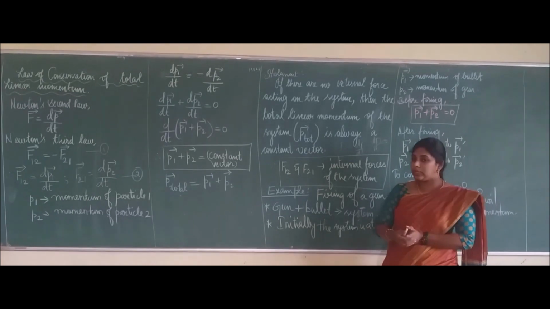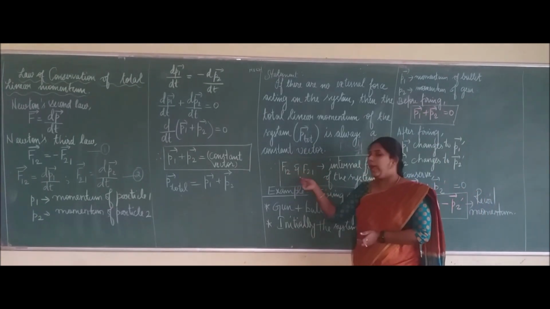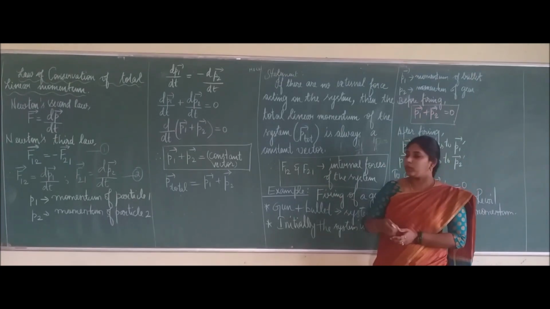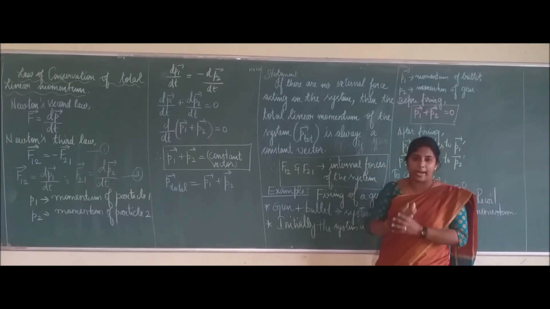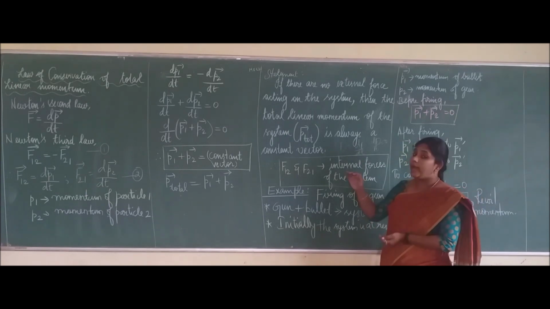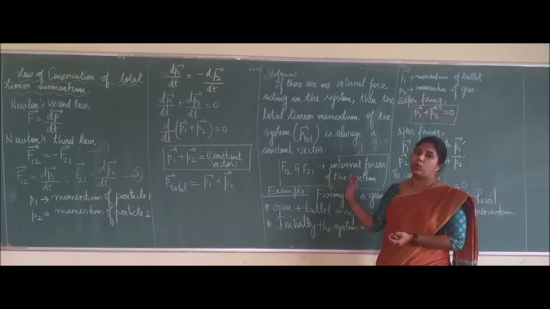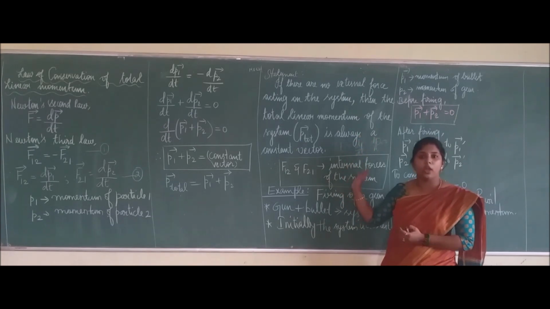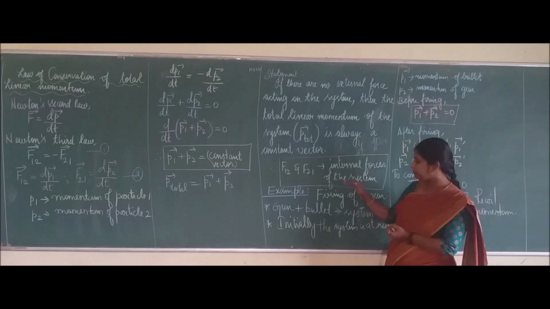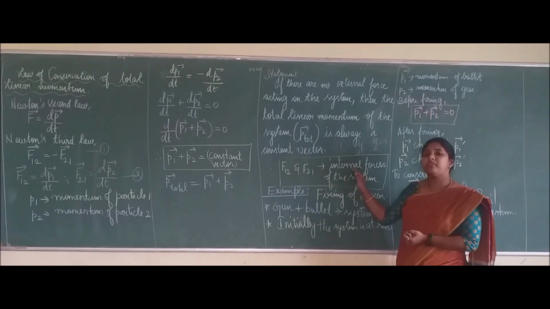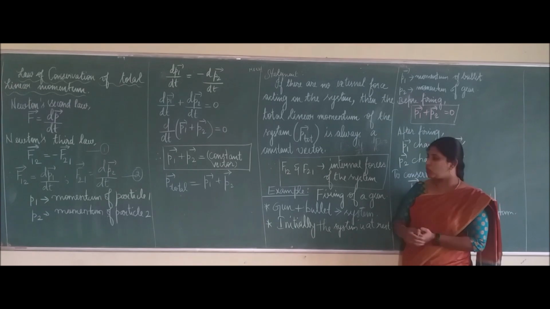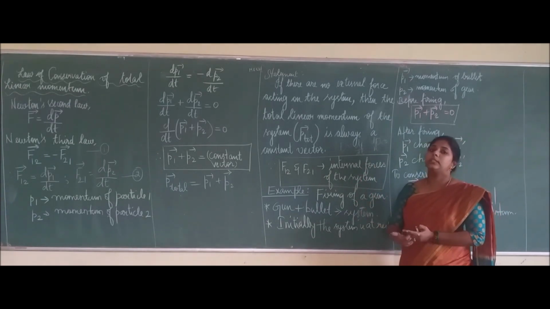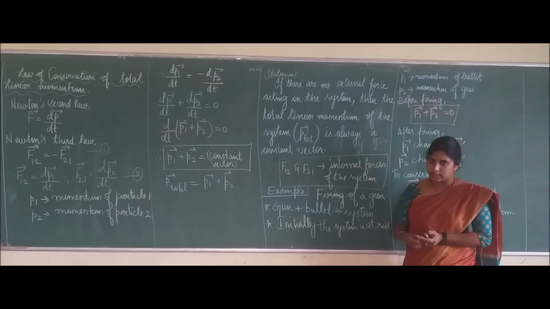Constant here. But you see, F12 and F21 are internal forces, because these two forces act between the particles. There is no external force acting on the system, so the total linear momentum remains constant. This is nothing but the law of conservation of linear momentum. So the momentum is conserved when no external force acts on it, and the total momentum is constant.